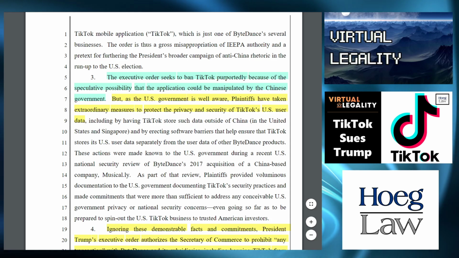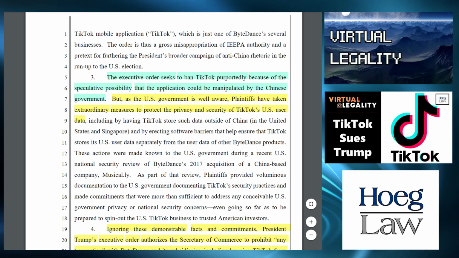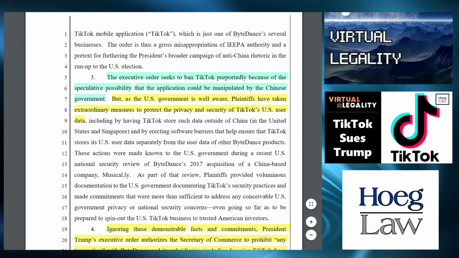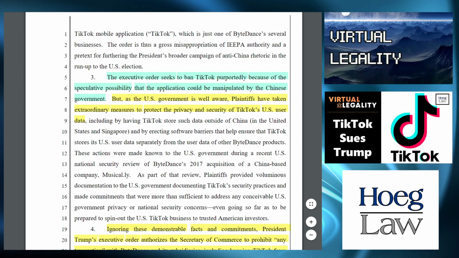Now, they'll have large sections of this lawsuit devoted to what security features and structural features and encryption keys and things of that nature they are using to protect U.S. data. One of the problems with this kind of line of thought from them is this notion that the U.S. government can't just simply decide that that isn't enough.